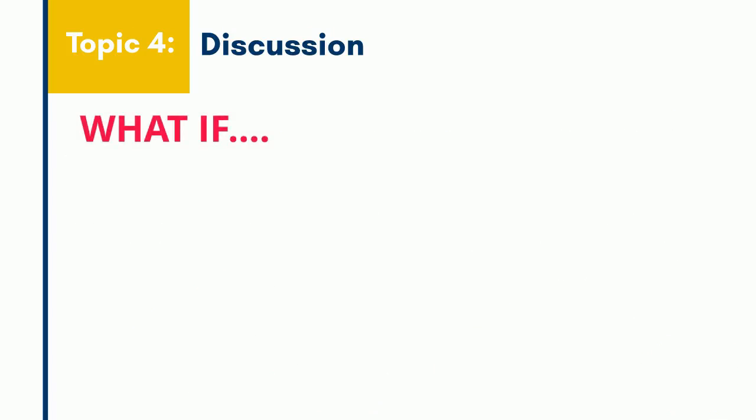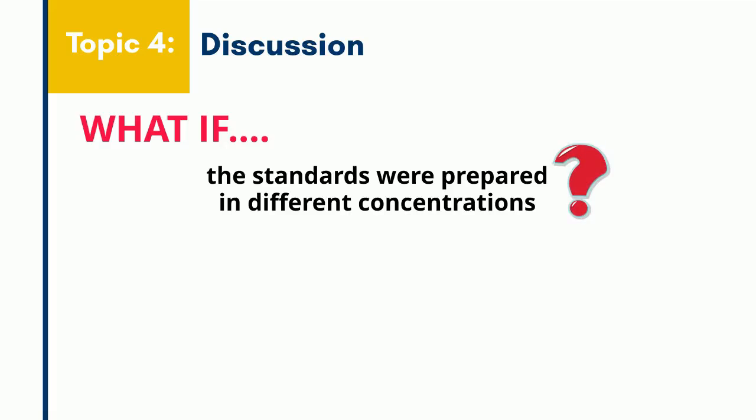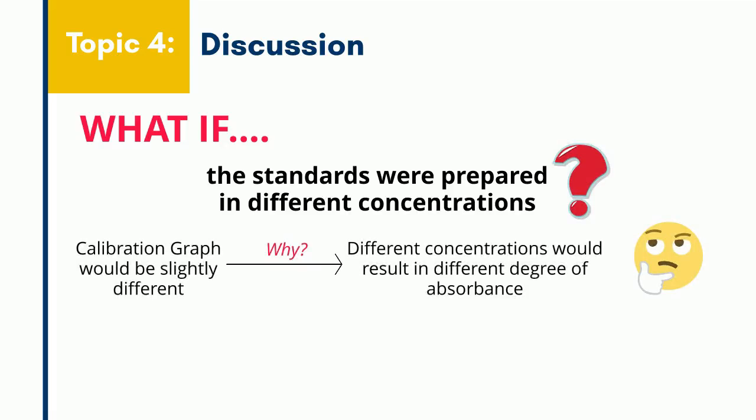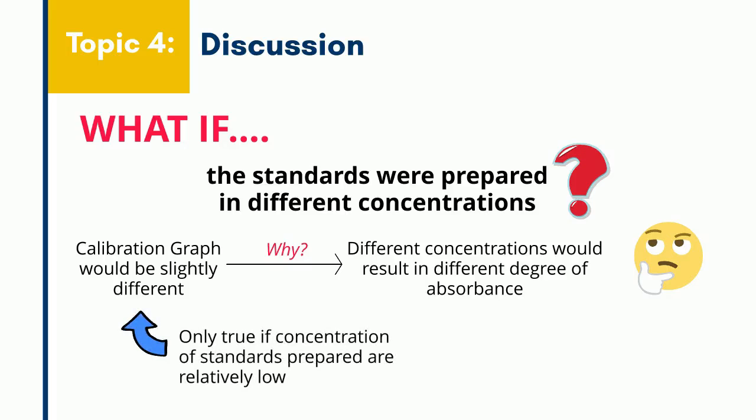What if the standards were prepared at different concentrations? The calibration graph would be slightly different. This is because different concentrations would result in different degree of absorbance. However, this is only true if concentration of standards prepared are relatively low, as this is one of the conditions for the Beer-Lambert law to be obeyed.